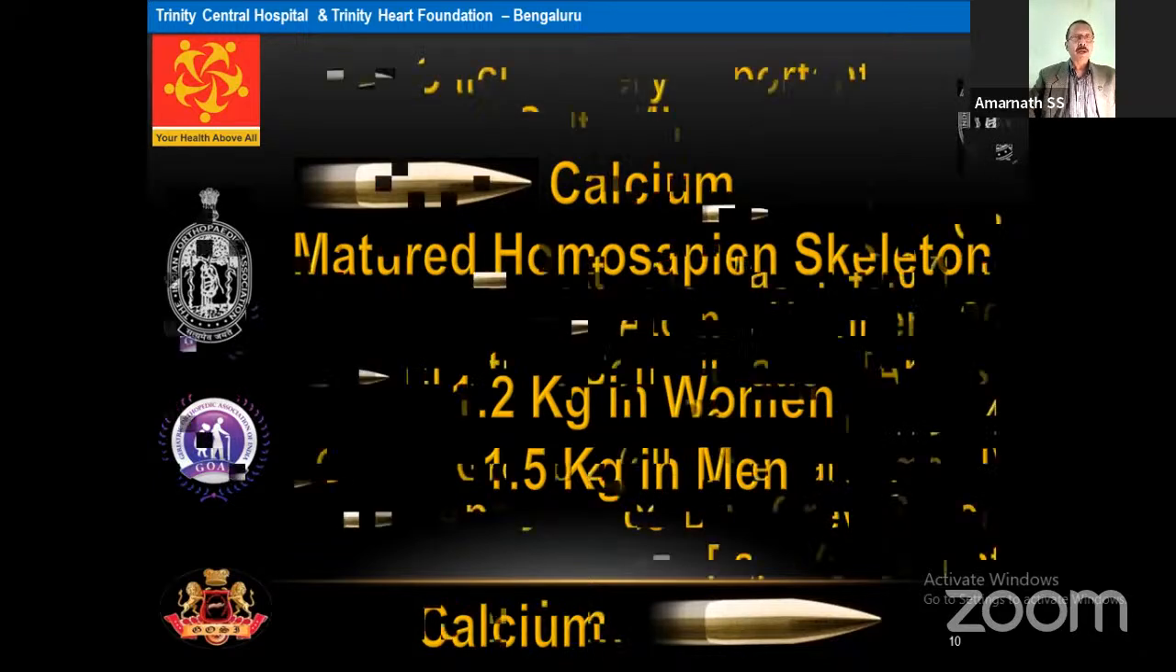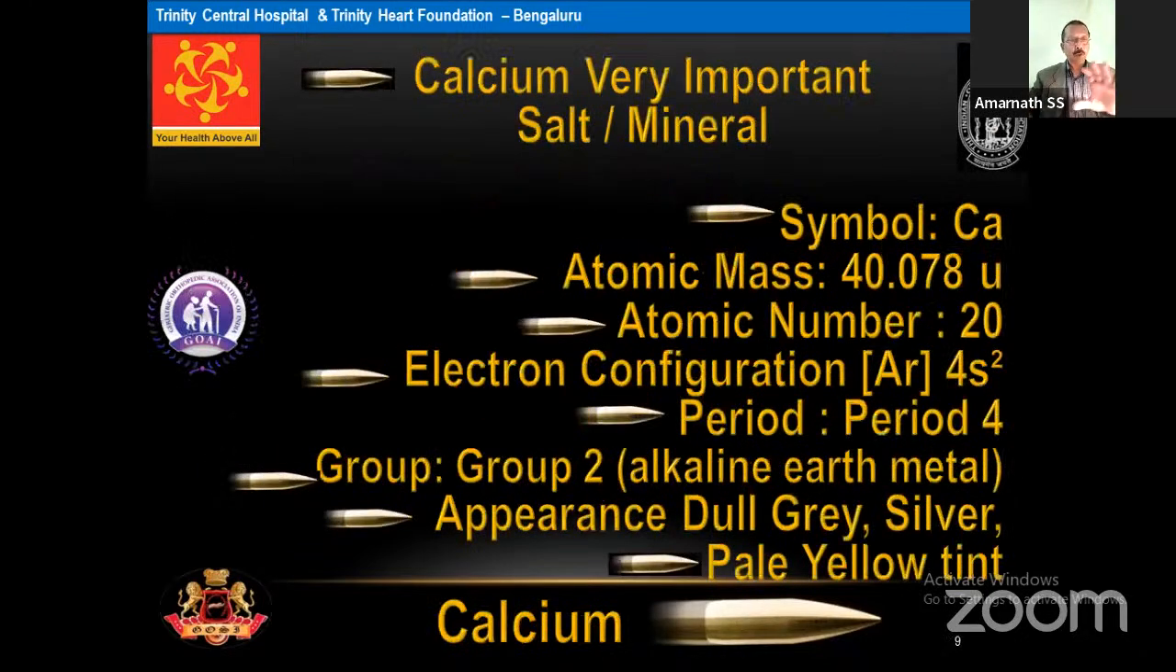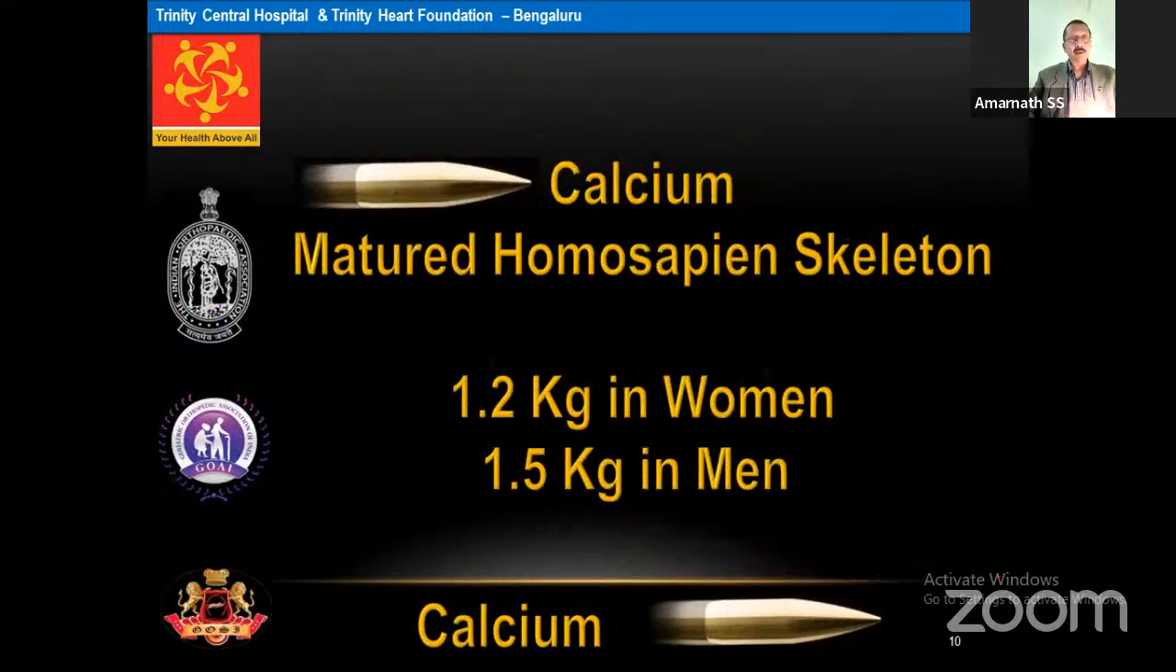I'm extremely sorry. With calcium, there are a lot of challenges that we talk about. Hence, I'm going to run to the next slide. Here, every Homo sapiens has 1.5 kilograms of calcium when you measure the bone ash. That is the amount that we have here. So it's a very, very important mineral for us.